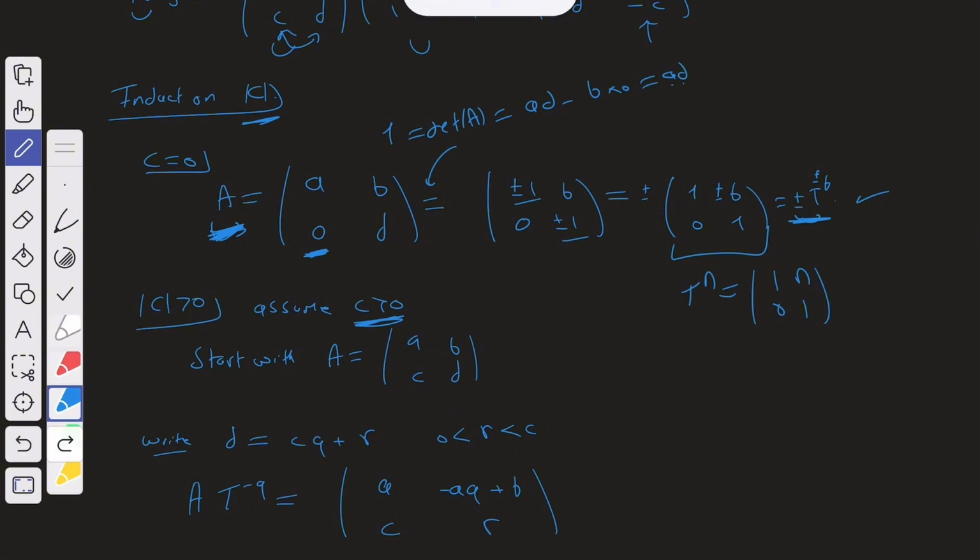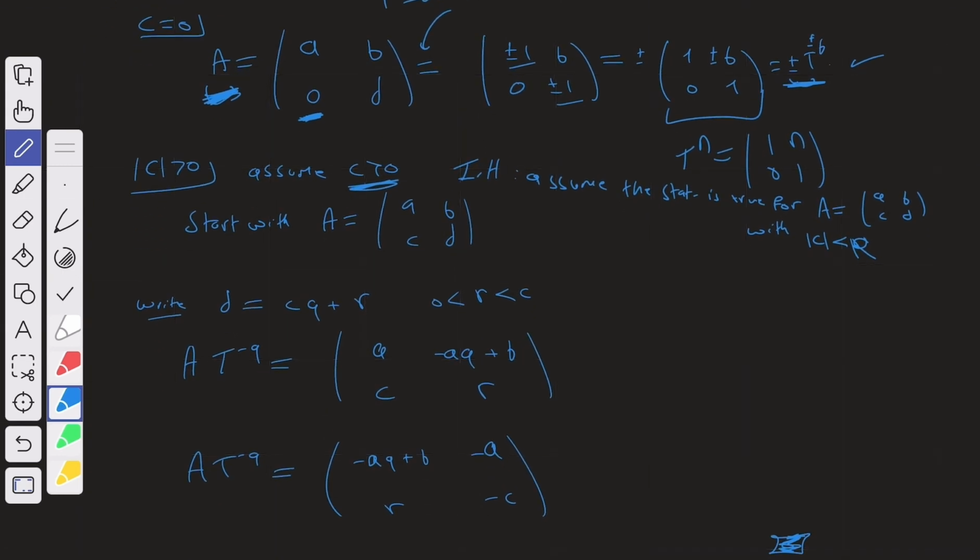So we may assume that C is positive. And the next thing is that we want to make an induction hypothesis, which is that we assume the statement is true for A equals (A, B, C, D) with, say, C less than a certain number R, and then we're going to prove it for C that is equal to R, or has modulus R.